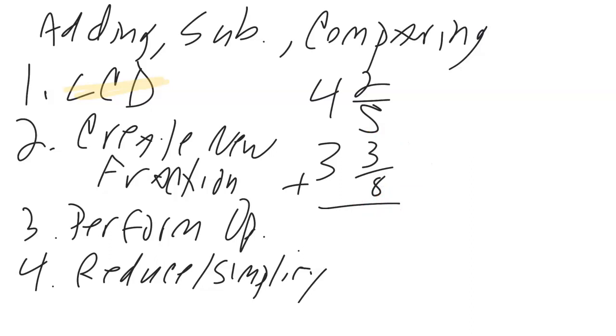So number one, you can just simply multiply these two numbers. And that won't always give you the lowest common denominator, but it'll give you a common denominator. And so if we simply multiplied 8 and 5, you'd get 40.